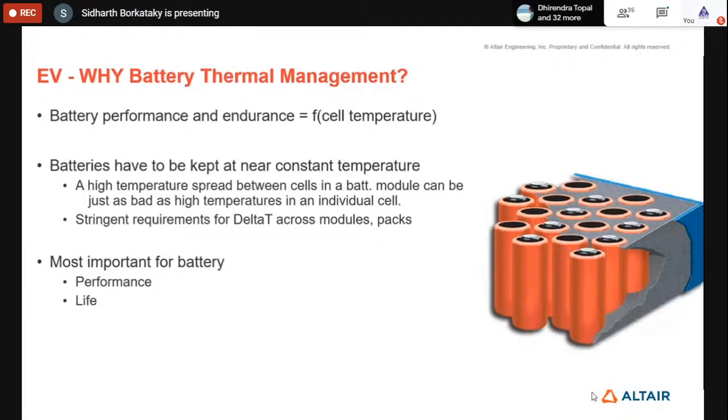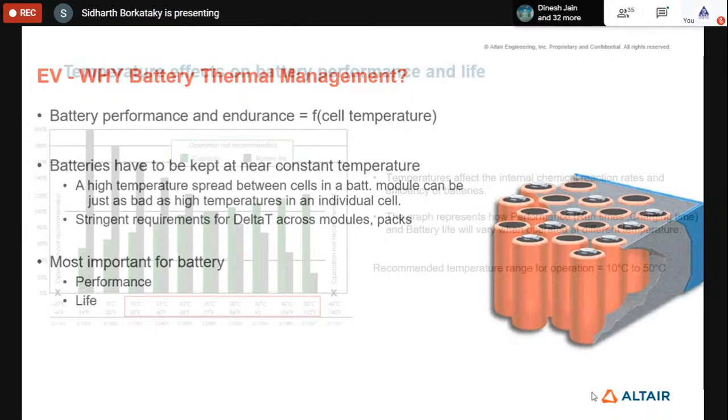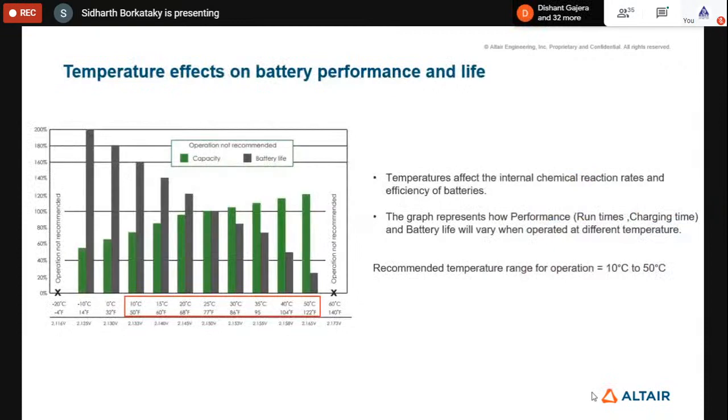Battery thermal management is effectively keeping the battery in such a manner that you design a coolant on the battery so that it does not exceed its limit. This is what industry is currently looking for. Now, this study shows how the performance of the battery and also the battery life vary over a period of time.